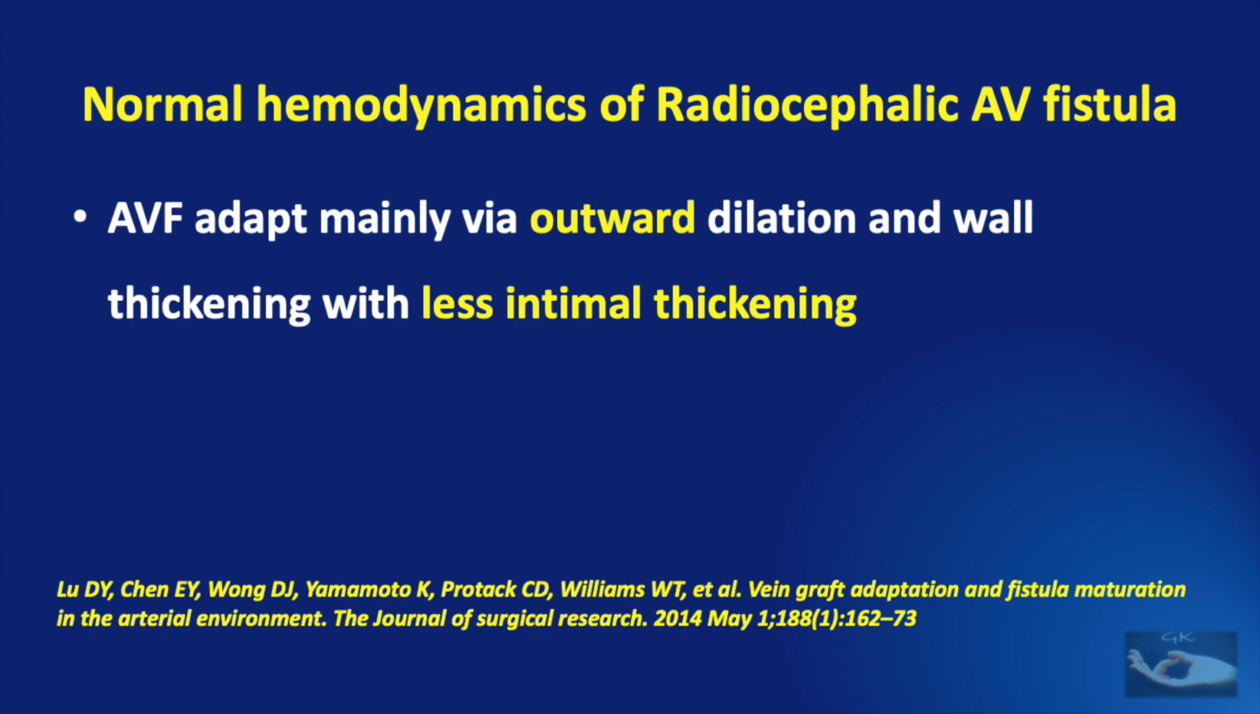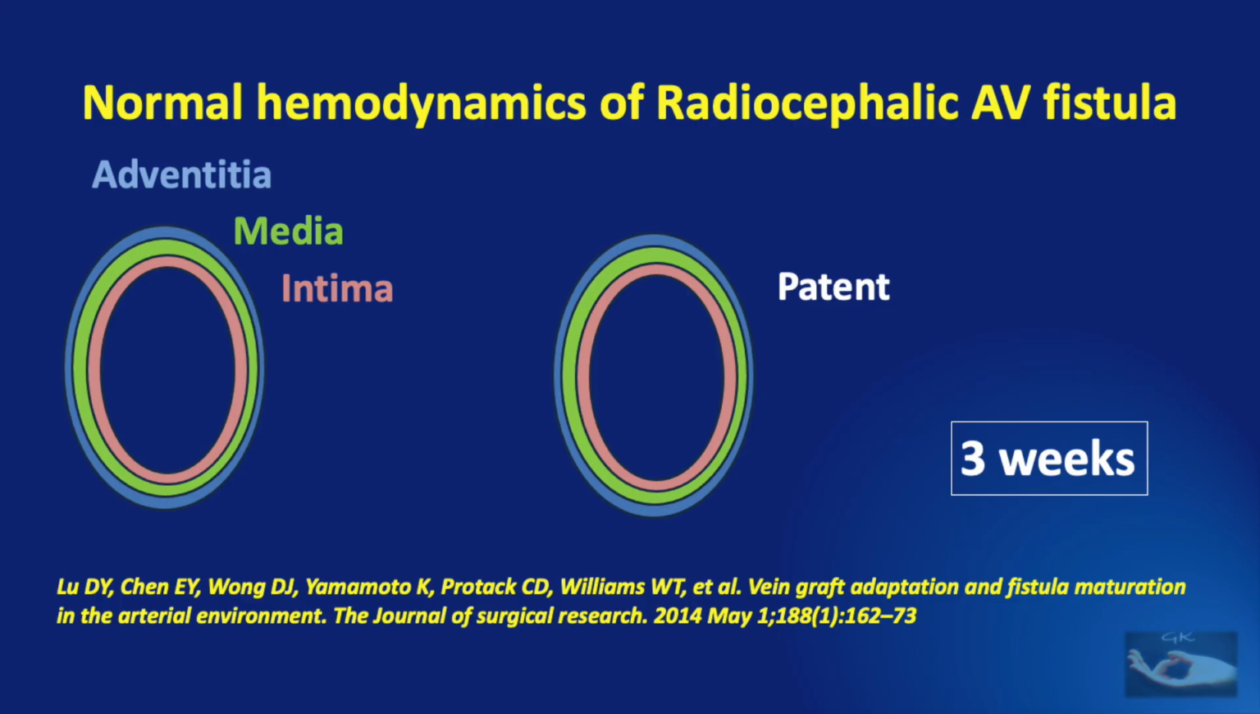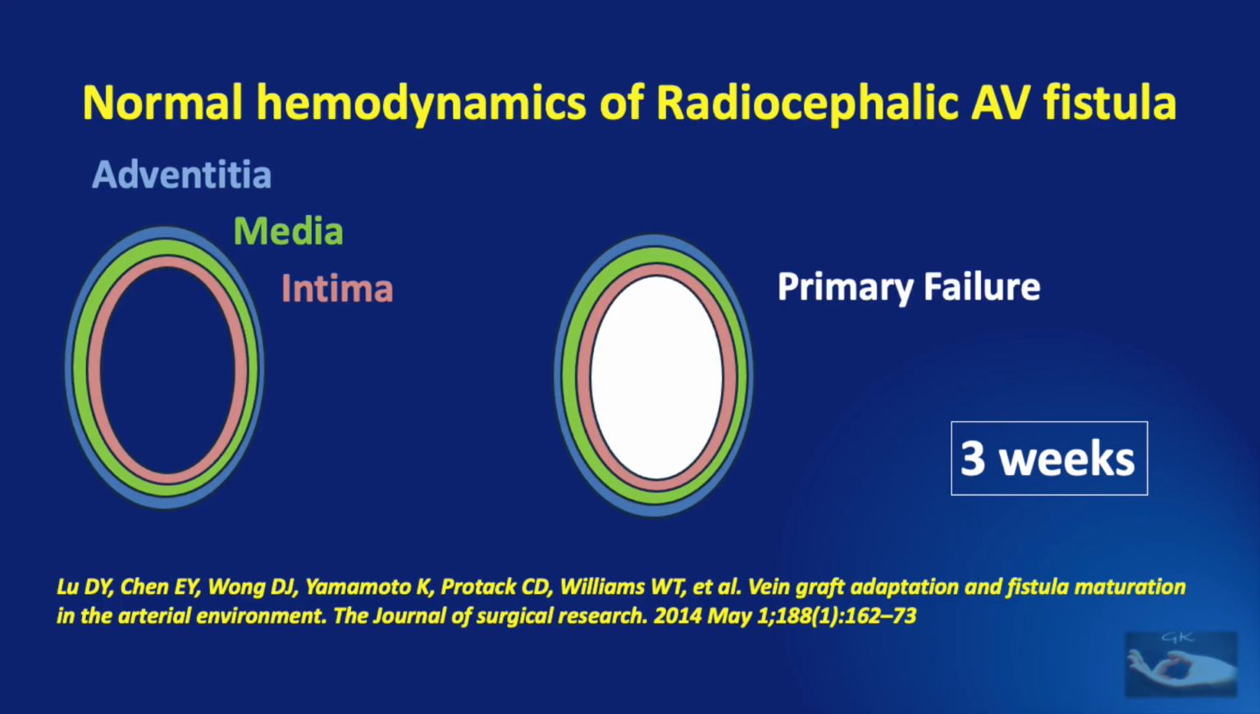Let us try to understand this better. This is the normal structure of the vessel with the intima, media and the outermost adventitia. At the end of 3 weeks, a successful AV fistula will be patent and appear like this. Still no thickening would have occurred. Whereas at the end of 3 weeks, it is completely closed off and not patent at all due to thrombosis. It is called a primary failure of the AV fistula.